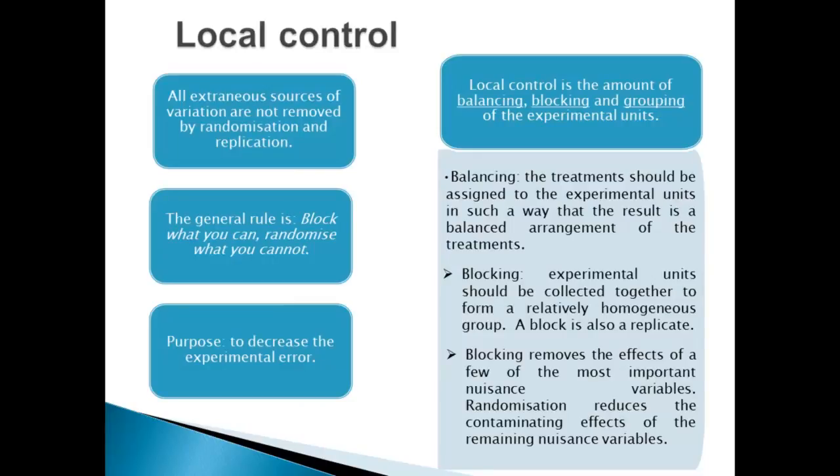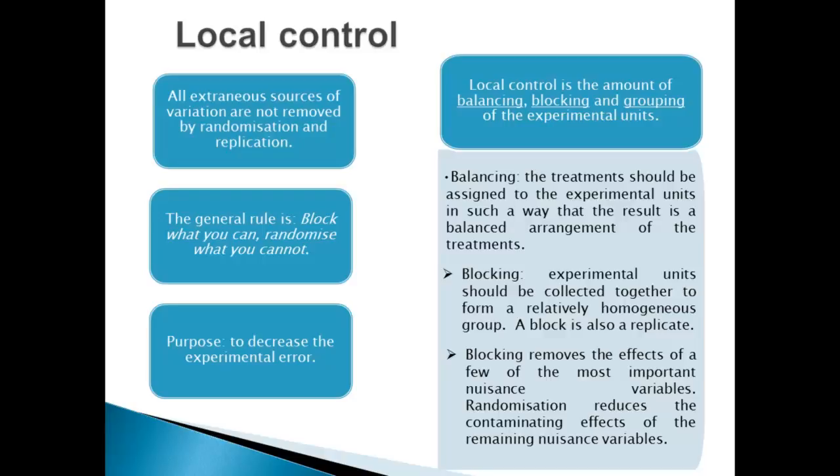All external sources of variations are not usually removed through randomization and replication, and therefore there is the need for balancing, blocking, and grouping of the experiment. So when we talk of local control, we're actually referring to the way we could balance the experiments, where we could block or group the experimental units. Balancing is simply that the treatments should be assigned to the experimental units in such a way that the result is a balanced arrangement of the treatments.